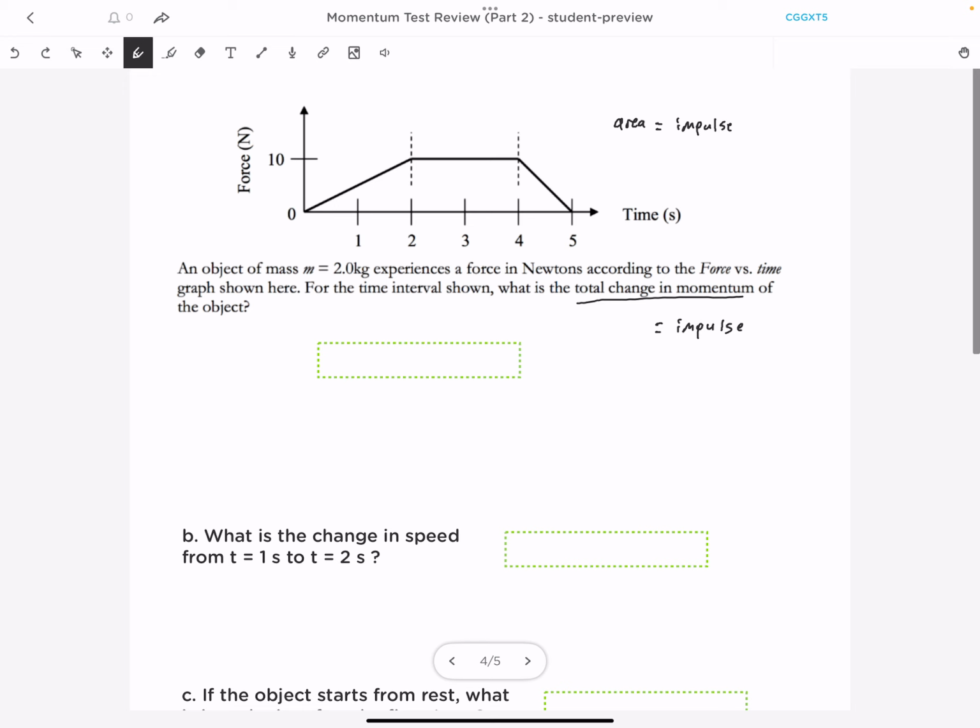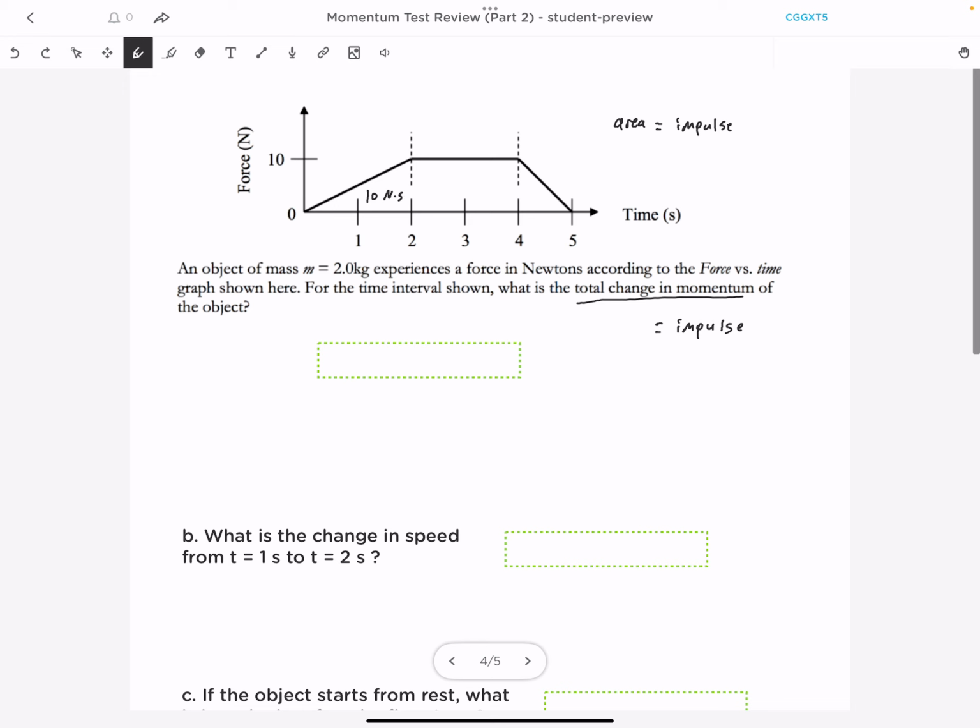So we're looking at the total change of momentum, so we have to do it from t equals 0 all the way to t equals 5. Notice here that the graph is already split up into 3 different chunks. So we're going to calculate the area of those 3 chunks, and add them all up. For the first 2 seconds, we see that the force is linearly increasing from 0 newtons all the way up to 10 newtons. We need to find the area of that first chunk. So we have a height of 10, a base of 2, and this is a triangle, right? The area of a triangle is 1/2 base times height. So 1/2 of 2 times 10 comes out to 10.